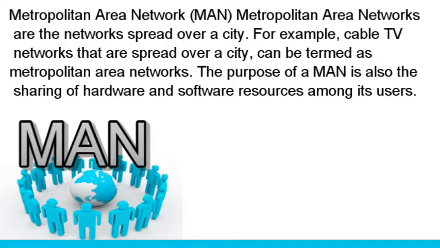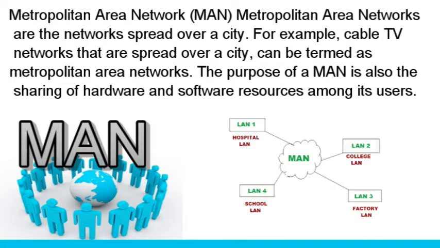Next, the MAN, Metropolitan Area Network, is a network spread over a city. For example, cable TV networks that are spread over a city can be termed as a Metropolitan Area Network. The purpose of a MAN is also sharing hardware resources among its users. So basically it will be within a city. Suppose there are different ISP organizations, basically internet service providers or cable connection providers. They have different outlets in different cities.